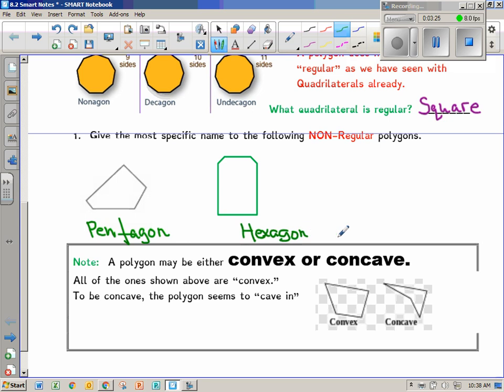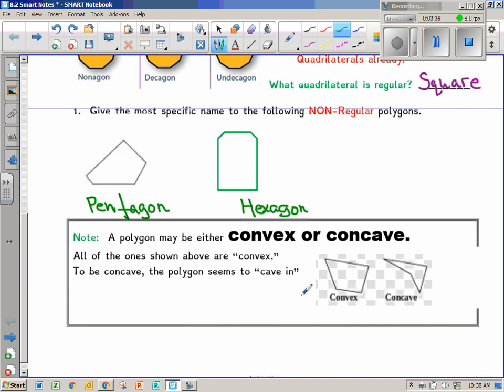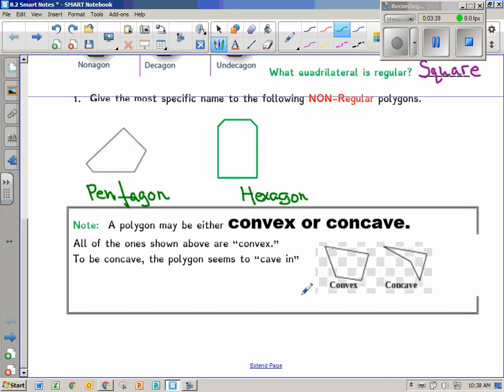A lot of geometric figures show up in nature, and the hexagon always makes me think of a beehive. The honeycomb that bees create are hexagons.